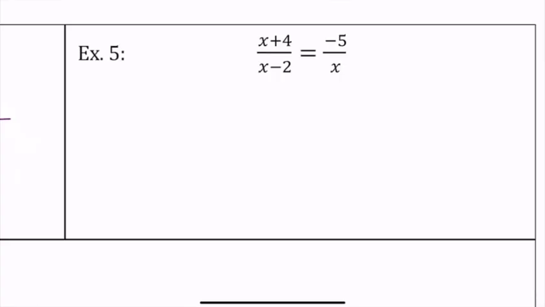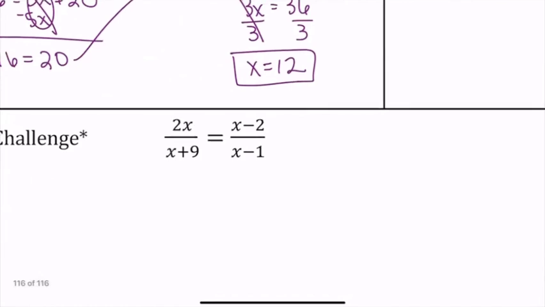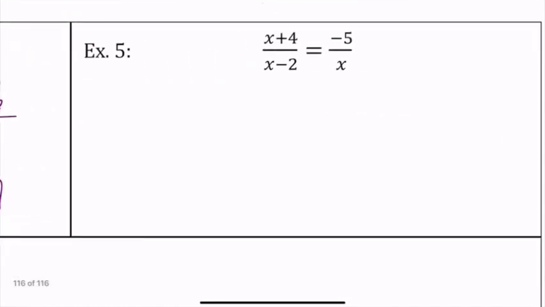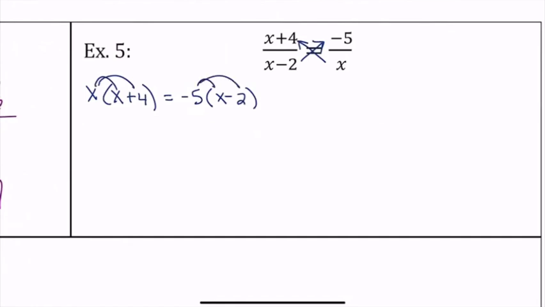Okay, we're going to move on to number 5 now. We're going to do this one together because it is the next step up, and then you will try this challenge one. So I'm going to go ahead and draw my cross multiplication arrows. That'll give me x times x plus 4 on the left and negative 5 times x minus 2 on the right. Remember, my first step after this is to distribute to get rid of my parentheses. That gets me x squared plus 4x on the left and negative 5x plus 10 on the right.